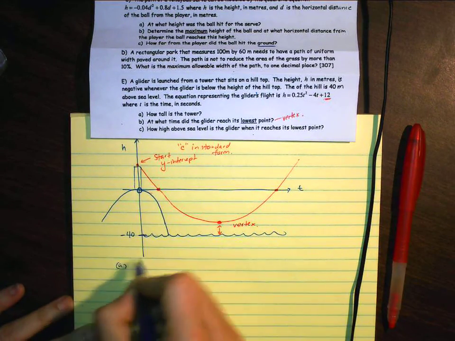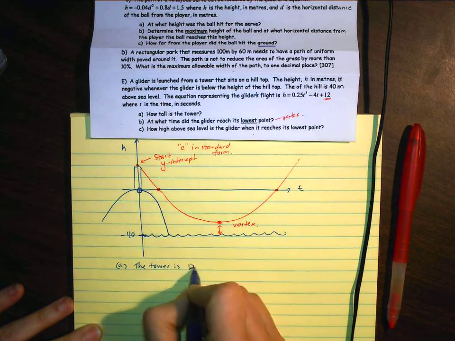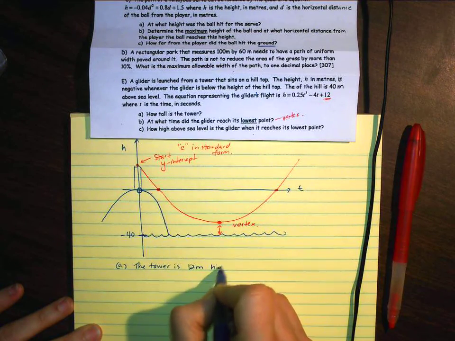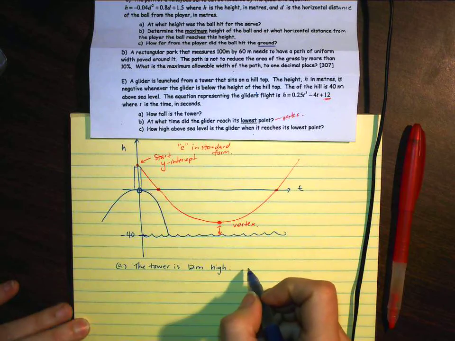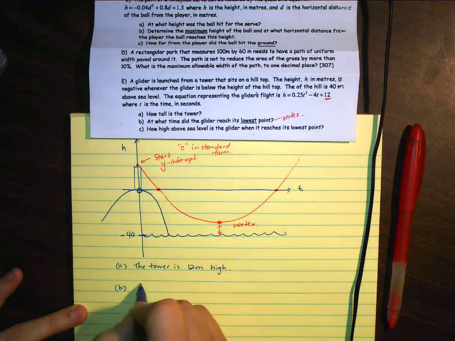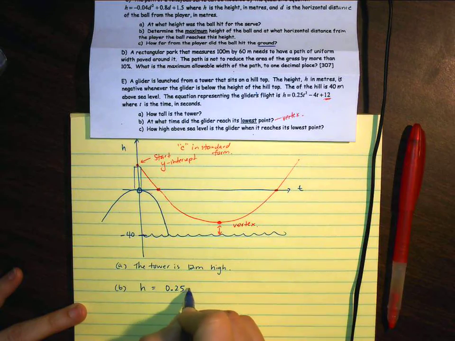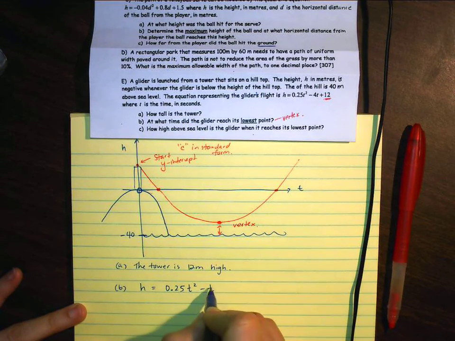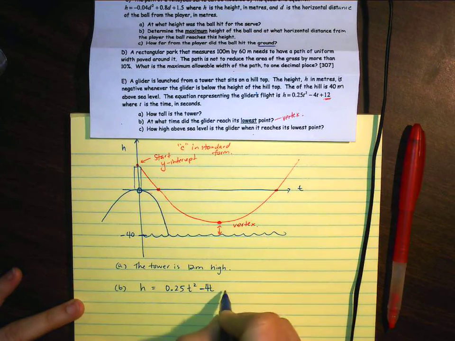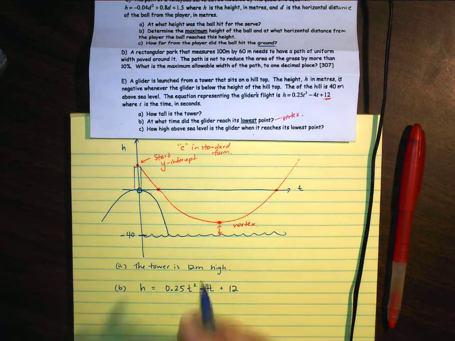So for A, the tower is 12 meters high, or tall. That's from the c in standard form. And B, we're going to need to complete the square. So let's go ahead and write this down. Make sure we write it down properly with all the signs right. And if you want to change it to x and y, you can. The problem is here, I just know when I'm looking at it, if it's t, then I know it's time, and height is h. So let's go ahead and separate.